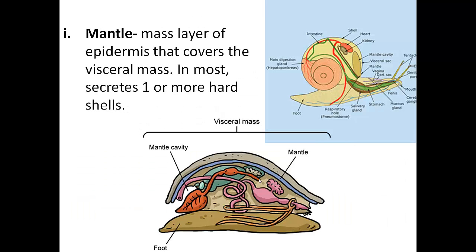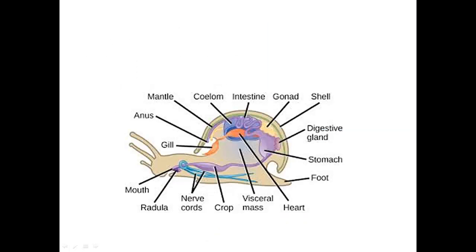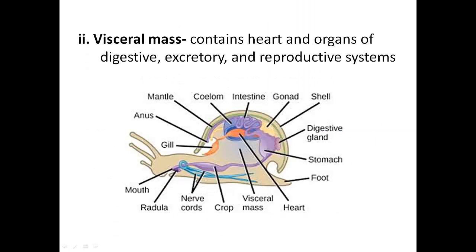First we have the mantle. And the mantle protects the internal organs, and the internal organs are collectively called the visceral mass. So that will be your next definition. The mantle here, it's the blue layer in the picture at the bottom, secretes the shell. Here we have the visceral mass. The visceral mass is the main part of the mollusk that has the heart and organs for digestion, excretion, reproduction. So again, that's the main part of the organism. The mantle is around that.